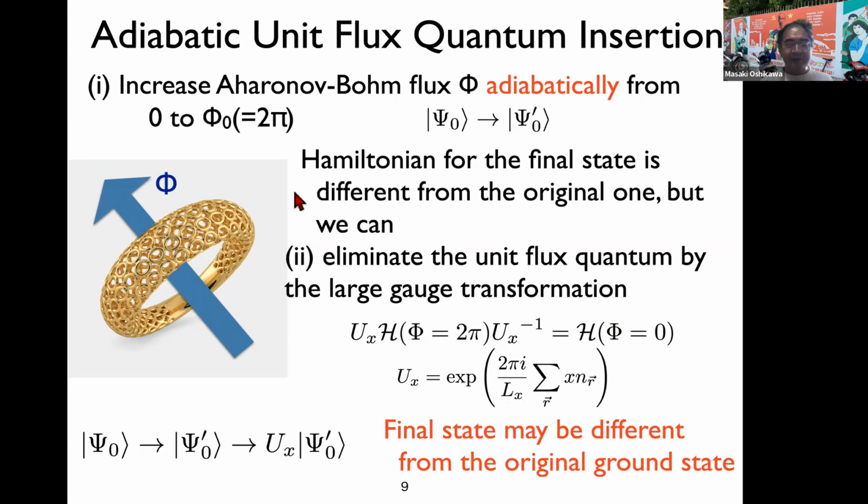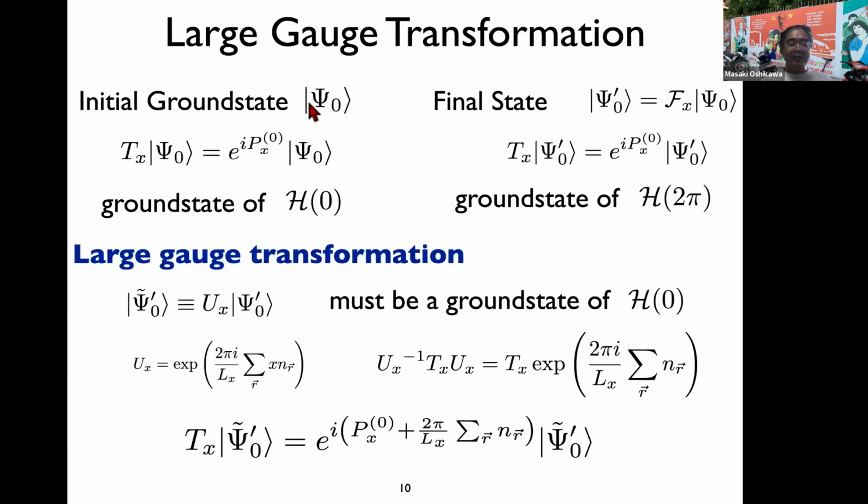But the point is that we started from the initial state and ended up with some finite state. But in order to get back to the original Hamiltonian, you should do this large gauge transformation. Then the final state after gauge transformation should be given by this. And this may or may not be identical to the starting initial ground state. Okay, so we started from the initial ground state, and the final state is given by some time evolution process. But okay, so this is before doing the gauge transformation.